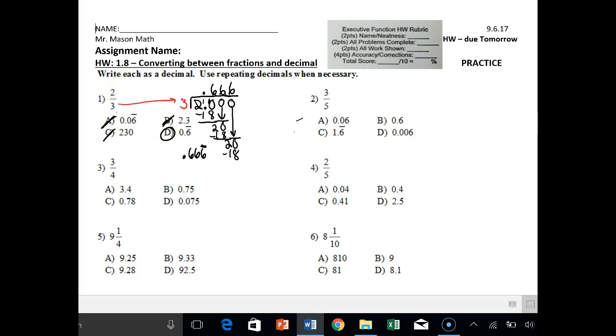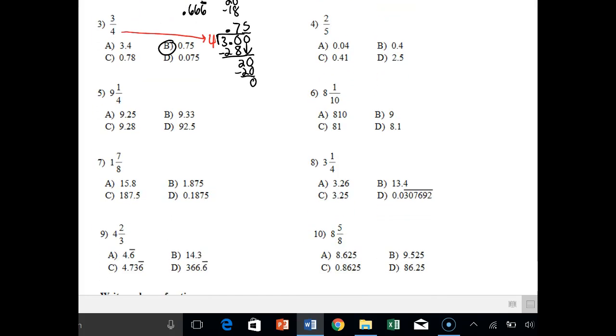Okay. All right. 3/4. So again, you take the denominator and you divide it into the numerator. Decimal, decimal, 0. Right? 4 into 30 goes in there 7 times. That's 28 with 2 left over. Bring a 0 all the way down. 4 goes into 20 5 times. And since I have nothing left over, now I'm done. 0.75.